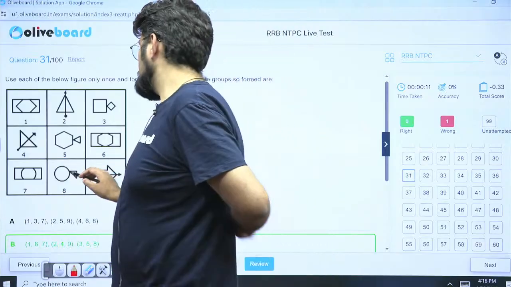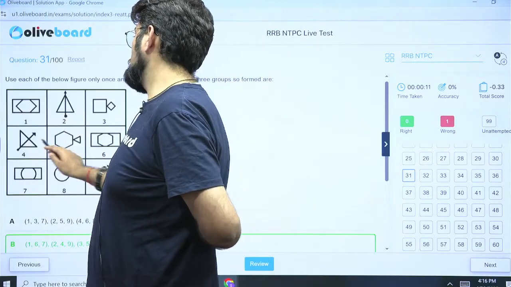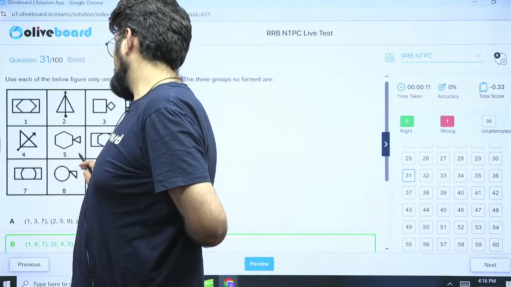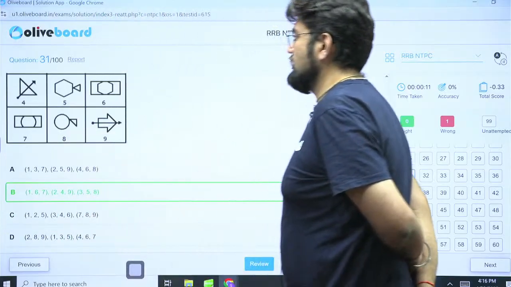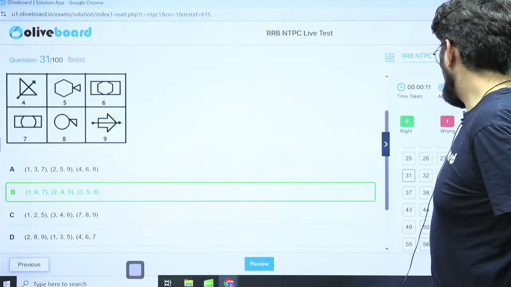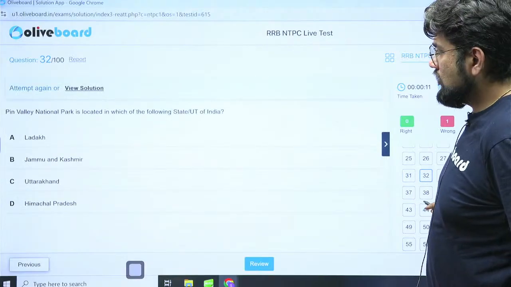Okay, the other one is this arrow and this arrow. They will be of the same type. 2, 4, 9, and 5, 8, and 6 will be of the same type. 2, 4, 9, 5, 6, 8. 5, 3, 8. Sorry. Okay, next question number 32.